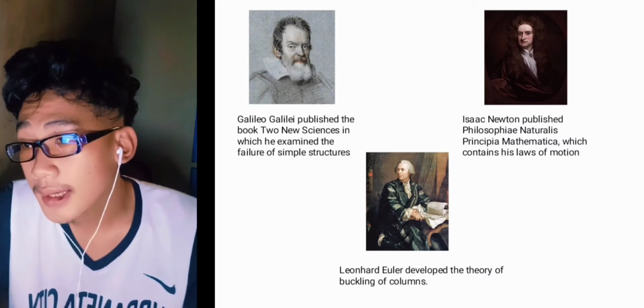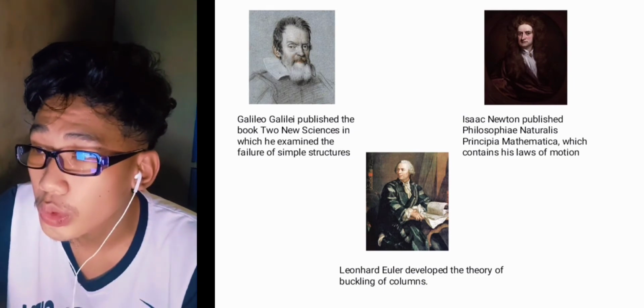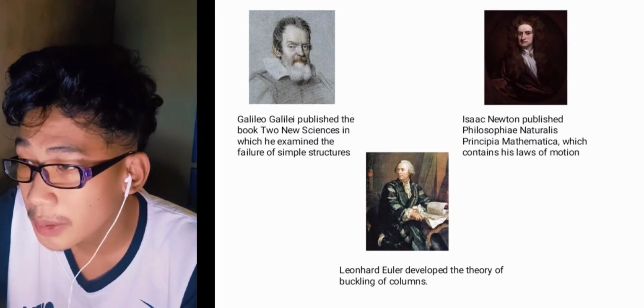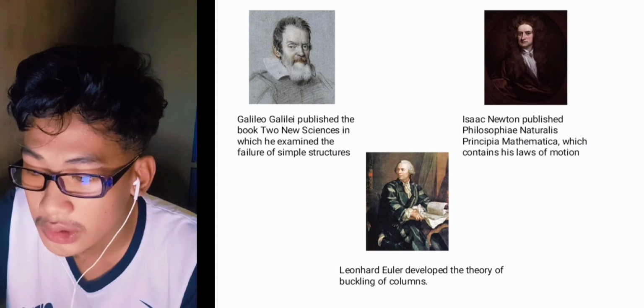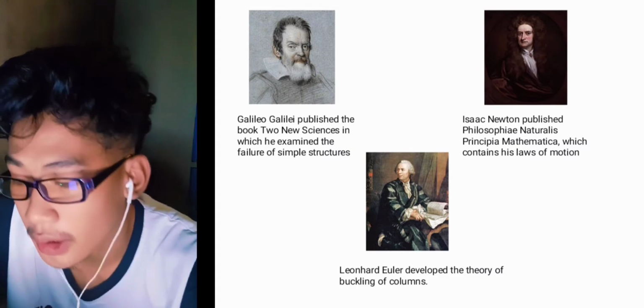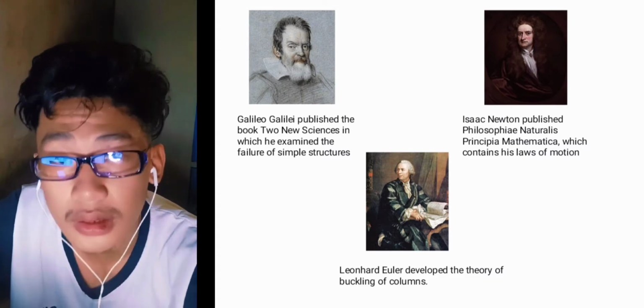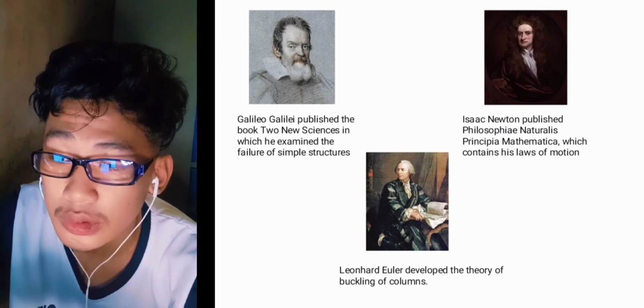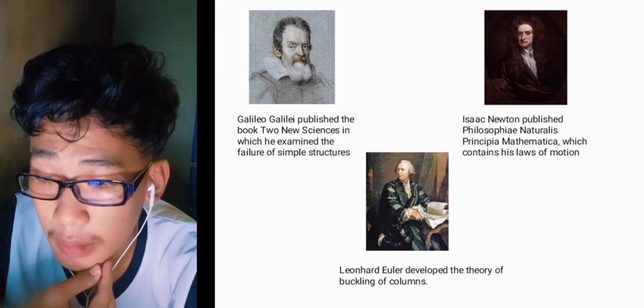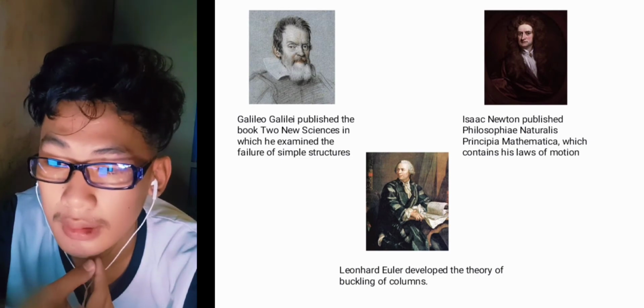Galileo Galilei published the book Two New Sciences in which he examined the failure of simple structures. Si Galileo Galilei, inilathala niya ang aklat na Two New Sciences kung saan sinuri niya ang mga kabiguan ng mga simpleng struktura.